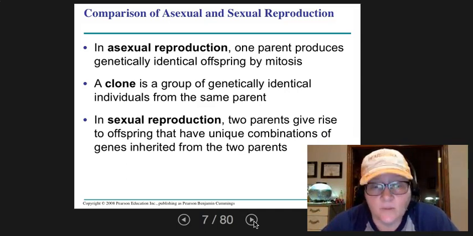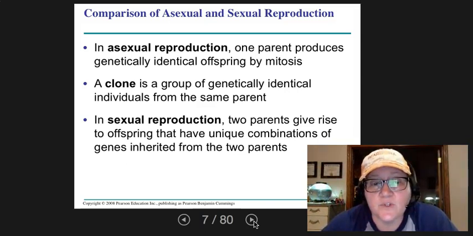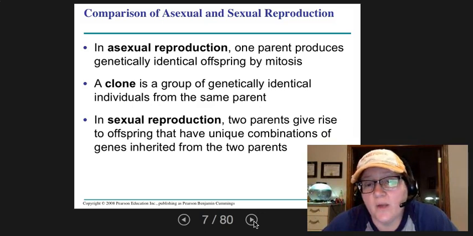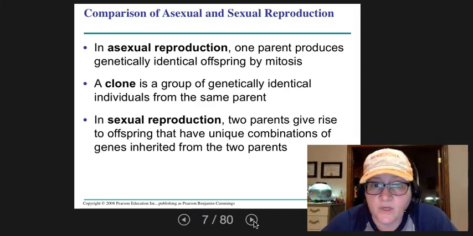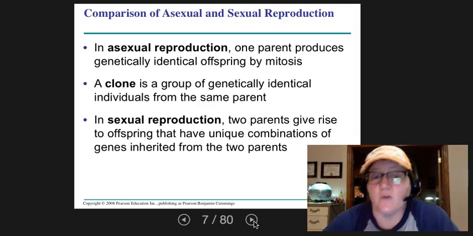So not what humans do, not what dogs do, not what cats do, not what chickens do, not what fish do. Those organisms use a different method, and that's sexual reproduction, where we get one set of genes from one parent and one set of genes from the other. So we're going to get a mixing, a blend, more genetic variation.